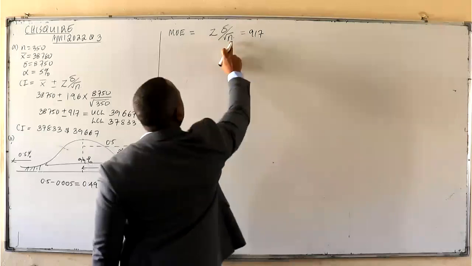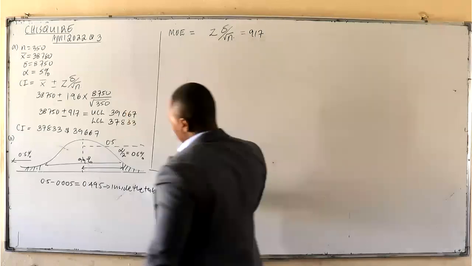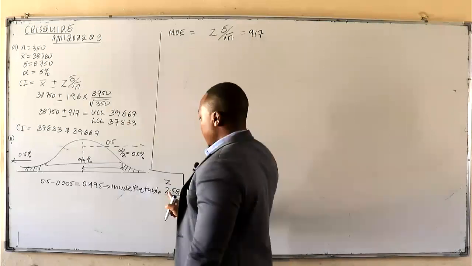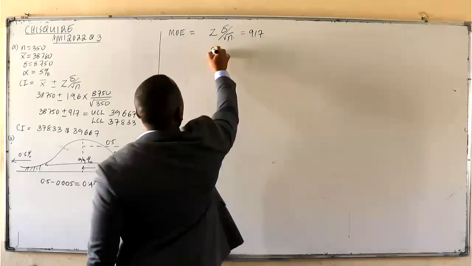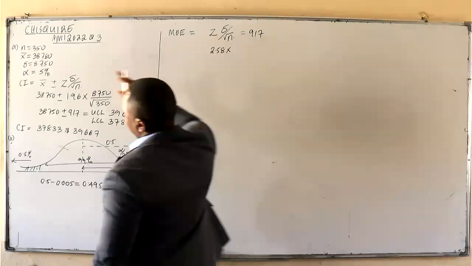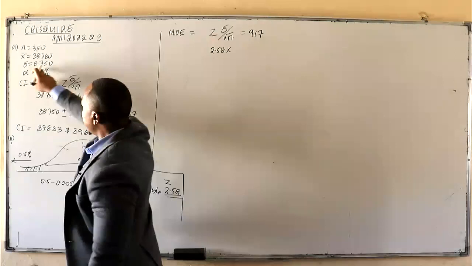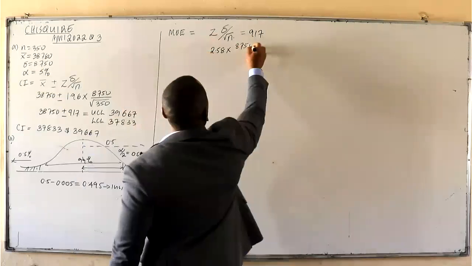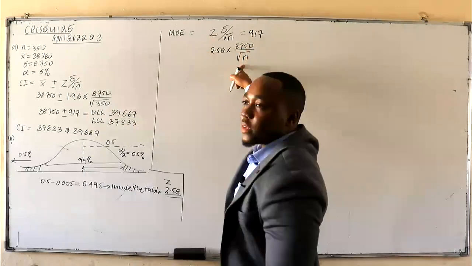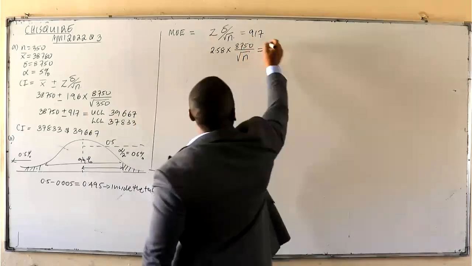So Z, we have computed Z at 99% confidence interval. Z will change. Now Z will be 2.58. Standard deviation does not change. Standard deviation needs to be 87.50. You divide by the square root of N. Now this is what we need, the sample size. And the margin of error will be 917.